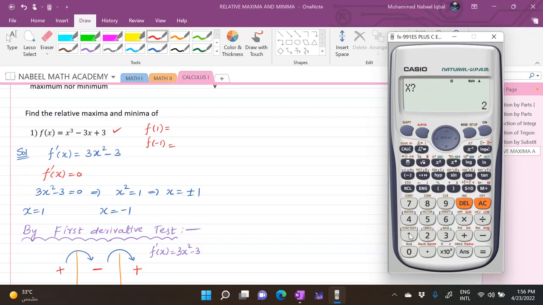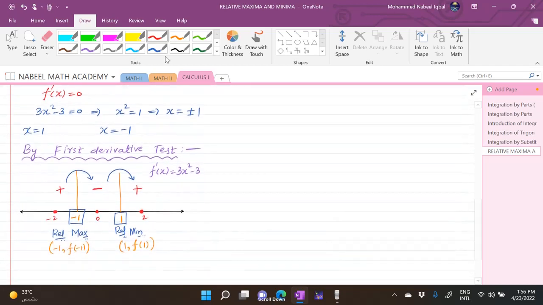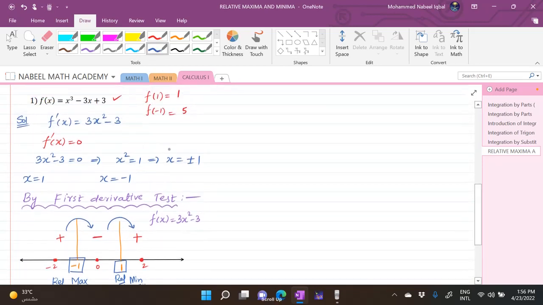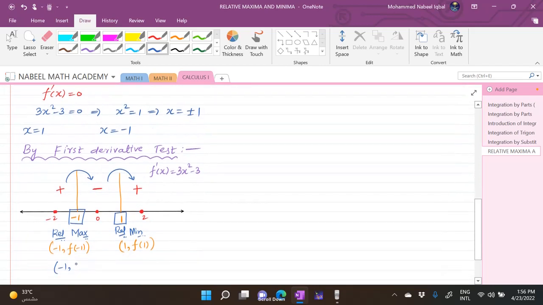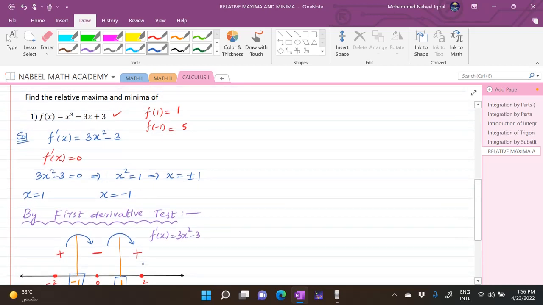When I substitute 1, what should be the value? It is 1. When I substitute minus 1, the value will be 5. So this is 1 and this is 5. So after I substitute here, the values are minus 1 comma f of minus 1 is 5, and this is 1 comma 1. So this is my value, relative maxima and minima.